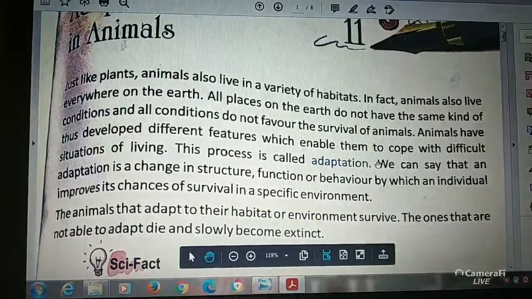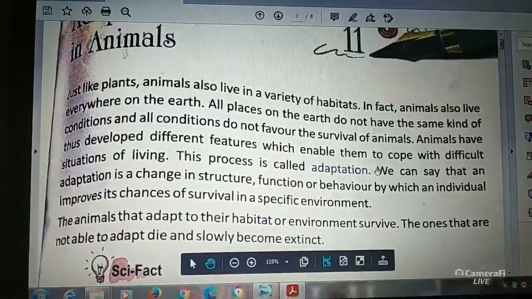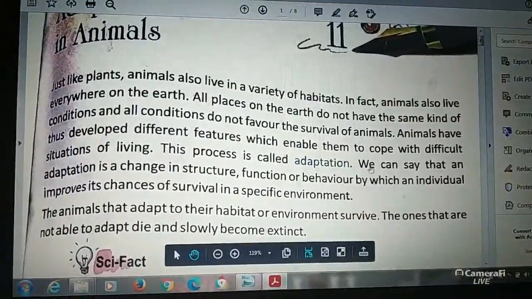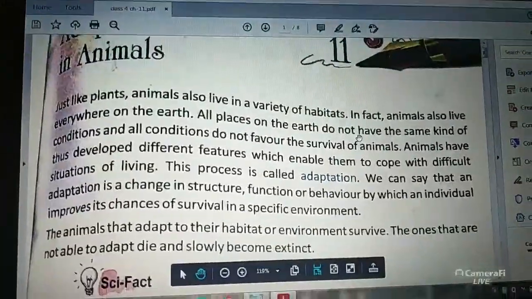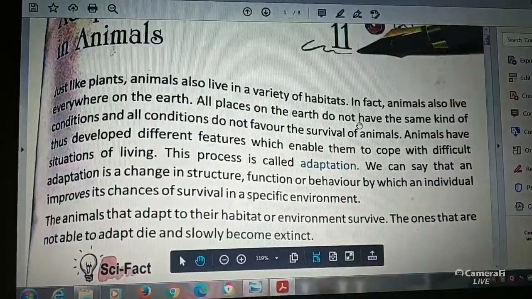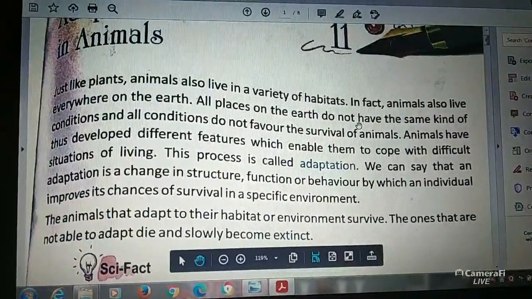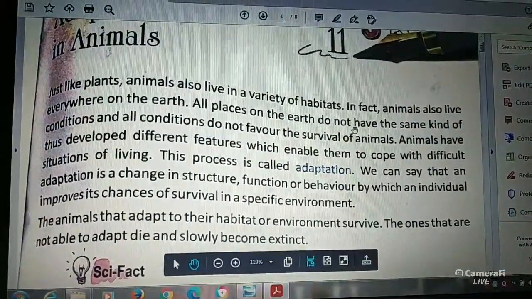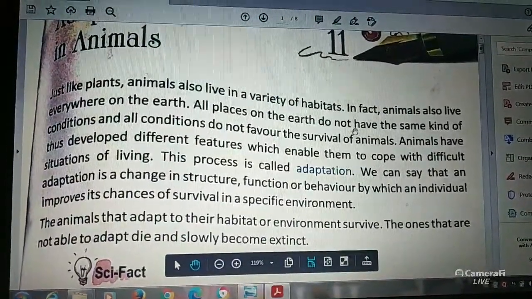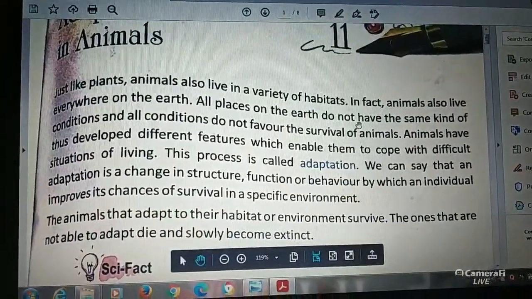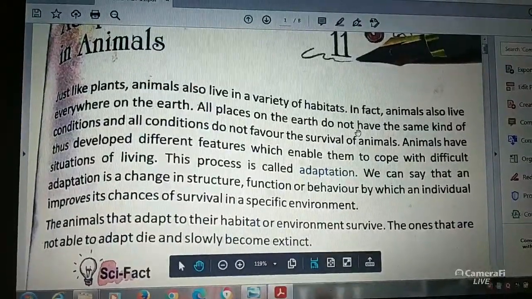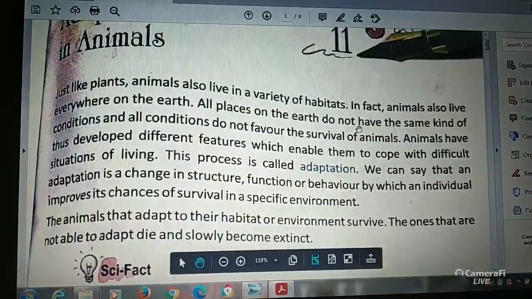Just like plants, animals also live in a variety of habitats. So animals also need their home. Which type of home? The home can be land, the home can be water, the home can be on the trees, the home can be air. Air means they spend maximum time in the air. Home can be a tree for them also, and home can be land and water both. So in fact, animals also live everywhere on the earth.